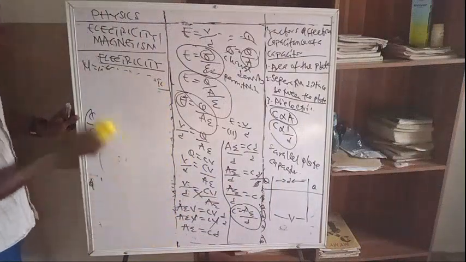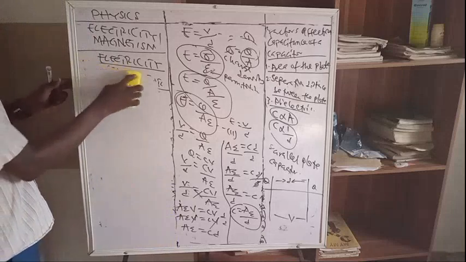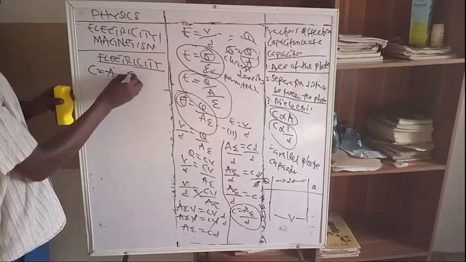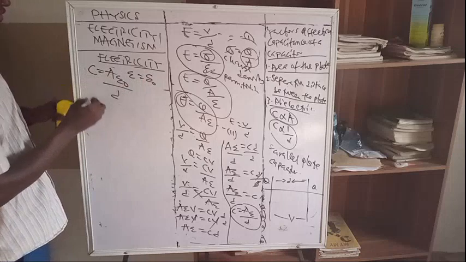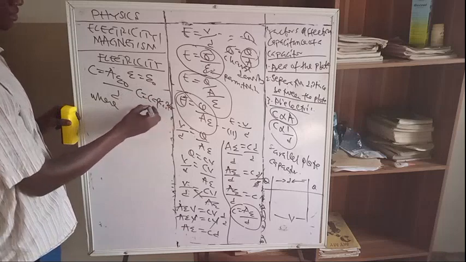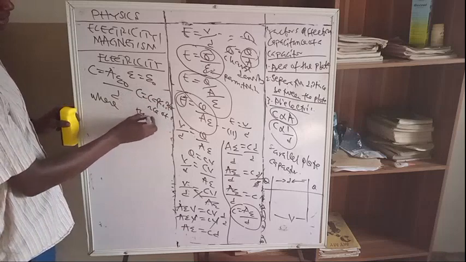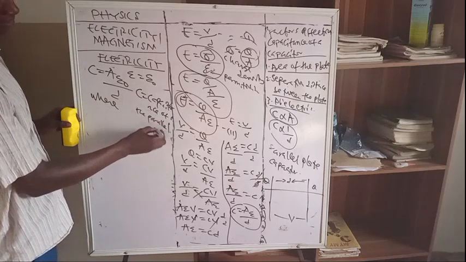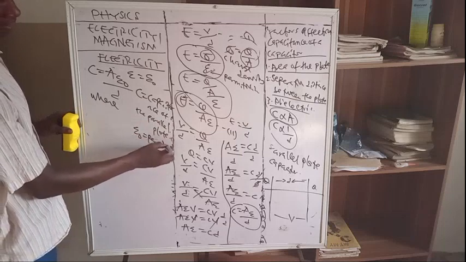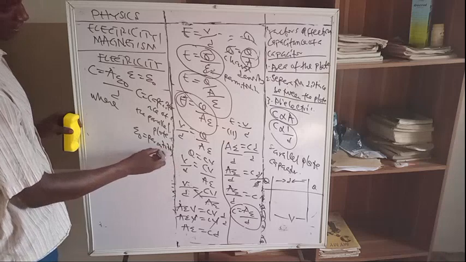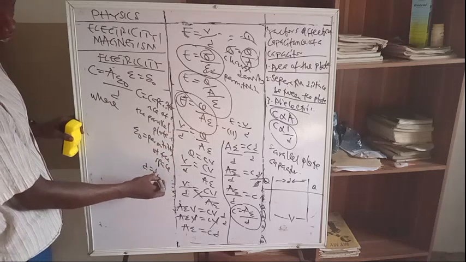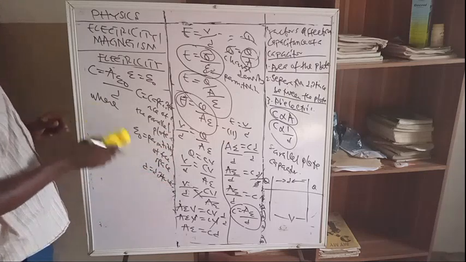C is equal to AE, area, then Epsilon. I said that everything is equal to E naught, so you have E naught over D. So here, C is the capacitance of the parallel plate capacitor, E naught is equal to the permittivity of free space, then D is equal to the distance apart between the plates. Okay, so that is that.